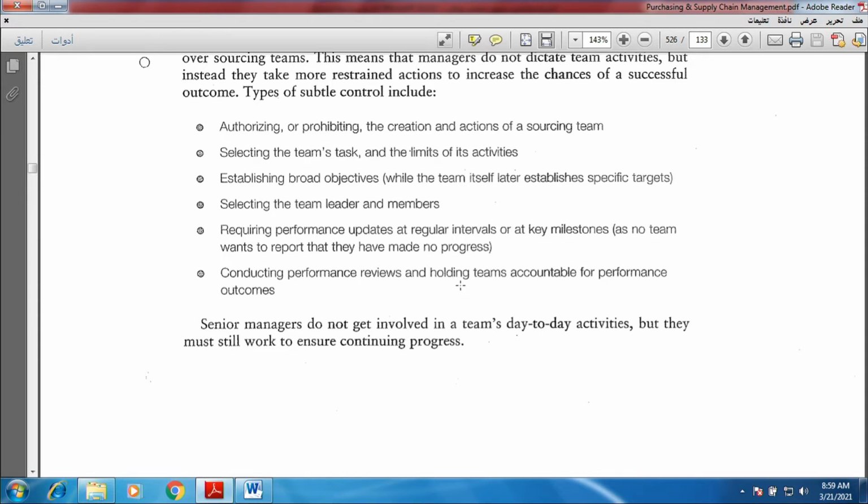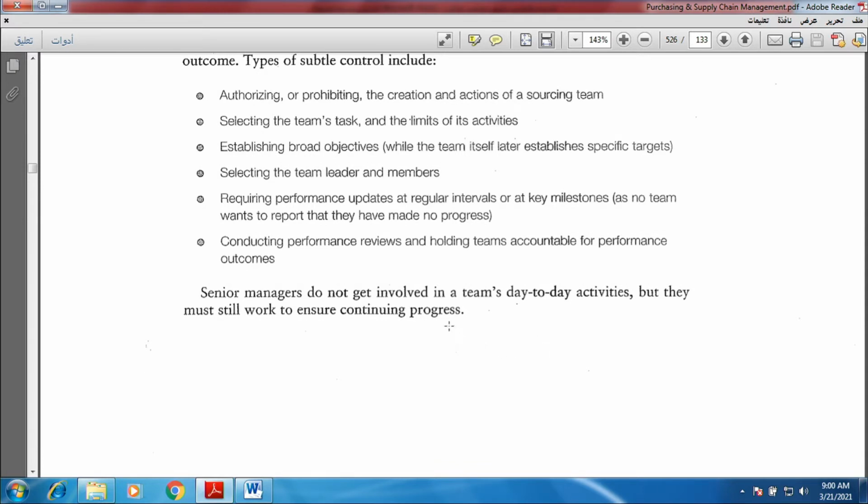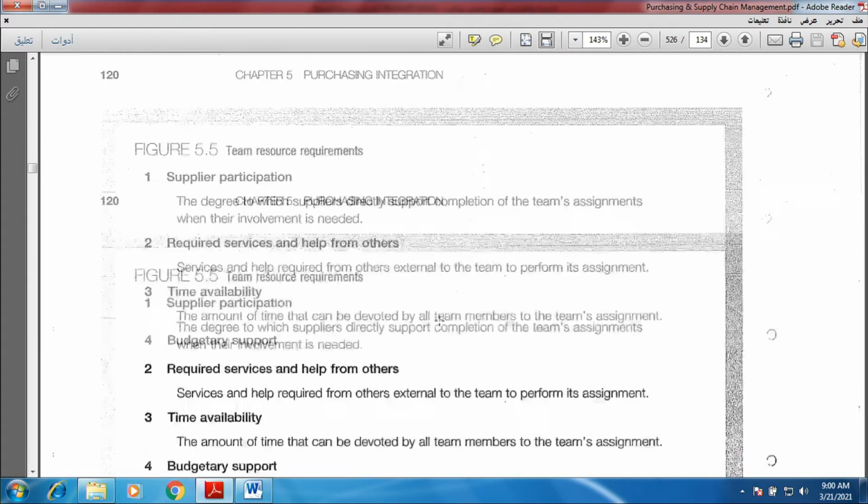Also, when we have performance outcomes, we should have them stated in reports. Our performance is reviewed and conducted simply by our management. So the senior management is involved in the main issues, but not in the day-to-day activities and details, to make sure that the progress handled by the cross-functional teams is accepted and on the right track from the point of view of the board of directors or the management of the organization.